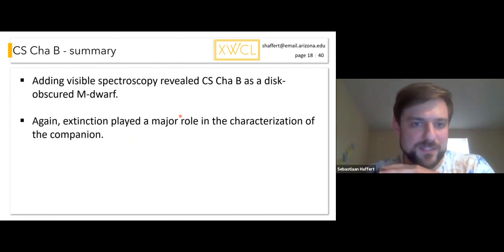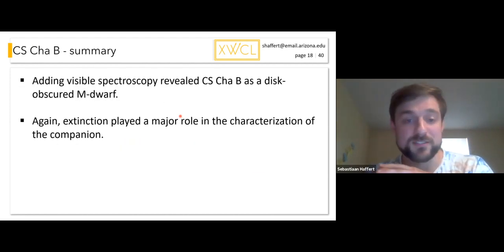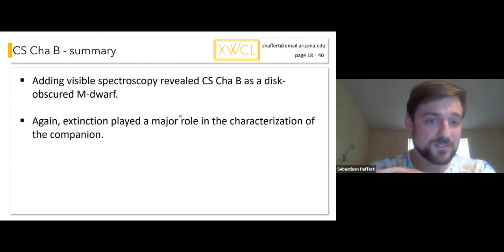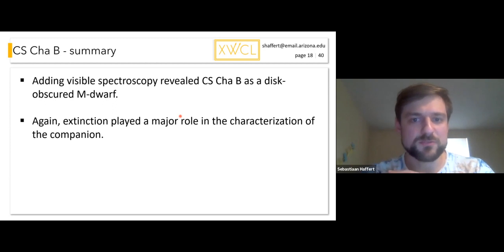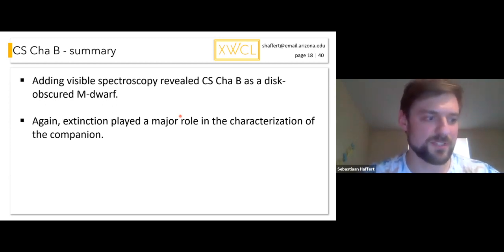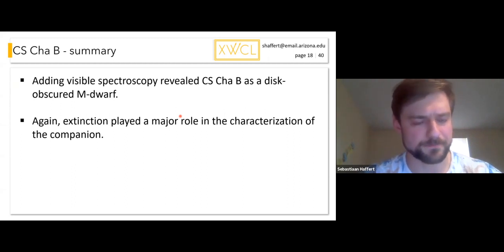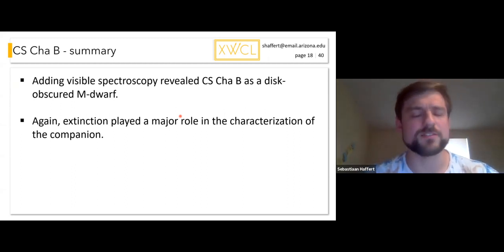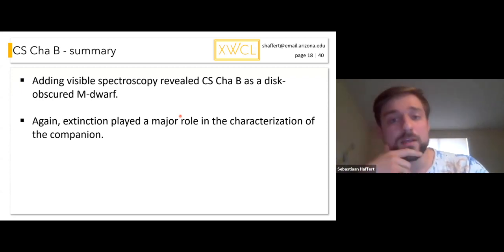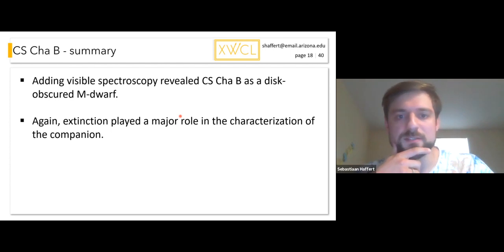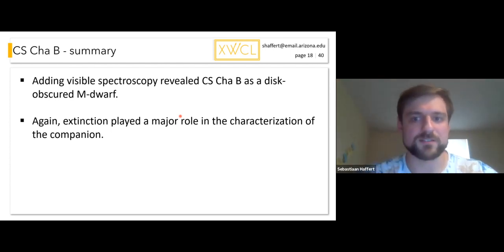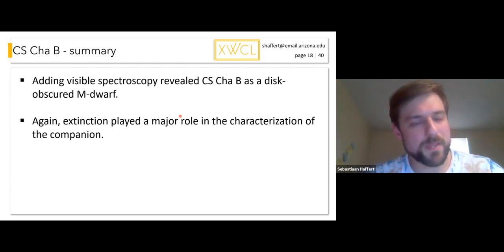So what we think is that this object is actually a disk-obscured M dwarf. So it's not a planet at all. And adding the visible spectroscopy really helps because it can bring down this degeneracy with the extinction. And CSCHA is not the only object where something like this is happening. There's a couple other handful of targets that are mimicking planets, but are actually stars.